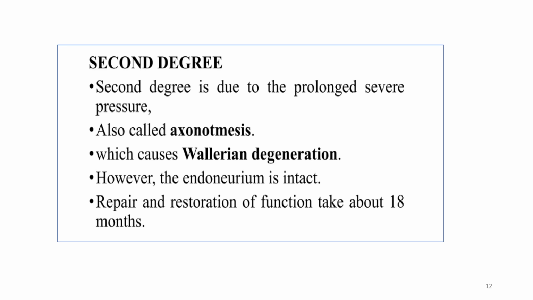Coming to the second degree, it is also called axonotmesis, which shows Wallerian degeneration. Here the endoneurium should be intact. So this is the most important point. The endoneurium should be intact for the Wallerian degeneration. The repair and restoration of the function may take up to 18 months, that is up to 1.5 years. Second degree is because of prolonged severe pressure.